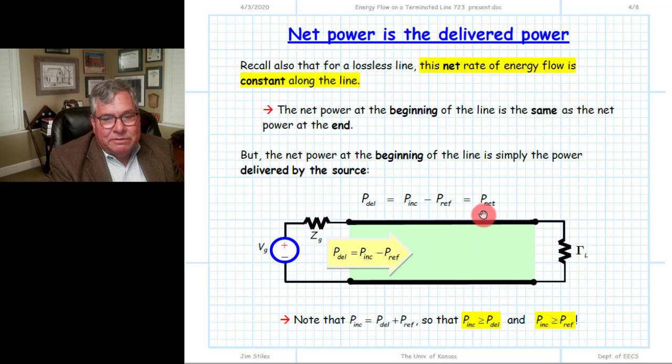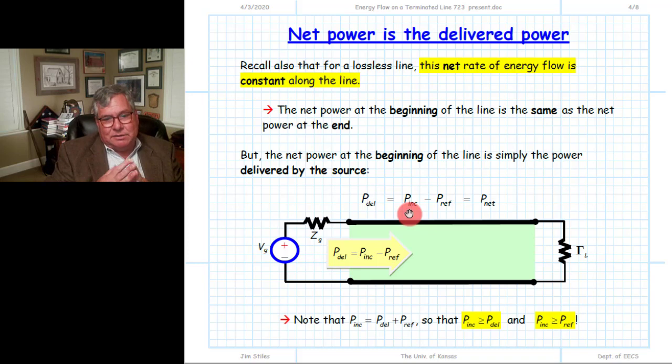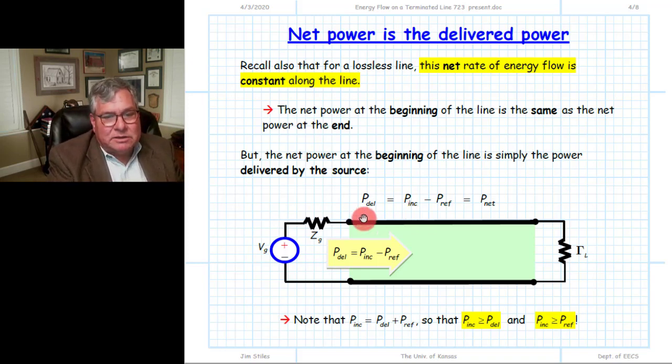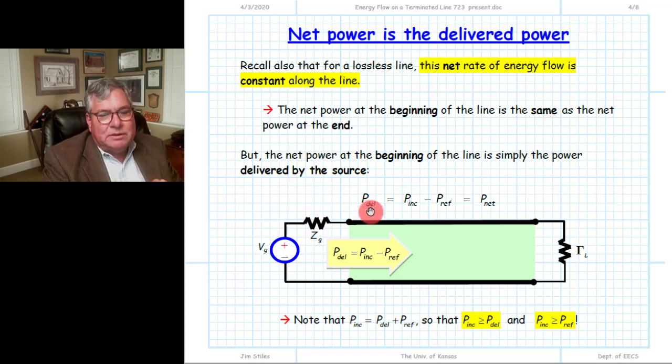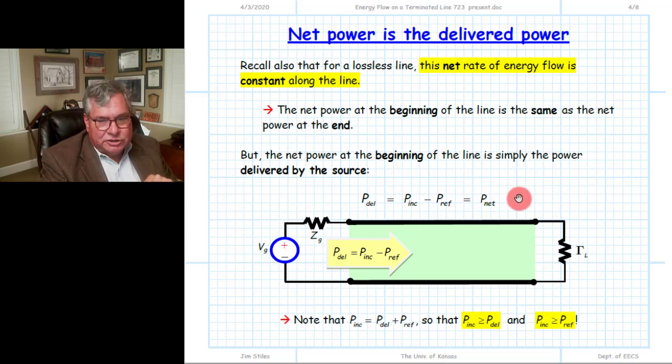And the net power at the beginning of the transmission line, of course, is equal to the difference between the incident and reflected power. Once again, all of these power values must be positive. If we have an active source here and a passive load here, how we've defined them, they will all be positive, or at the very least non-negative. They could be 0. And so we find that the delivered power is equal to the difference between the incident and reflected power, just as the net power is equal to the difference between the two, meaning, of course, the delivered power is the net power by our conservation of energy argument.